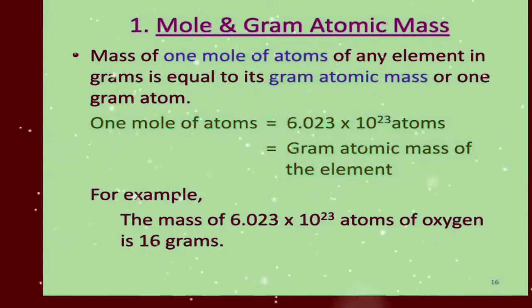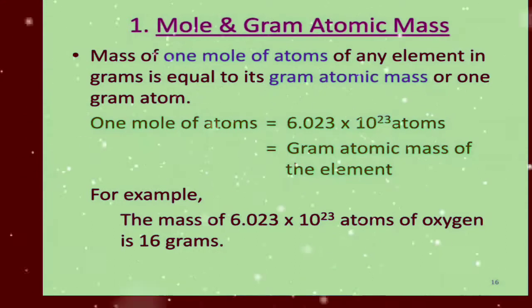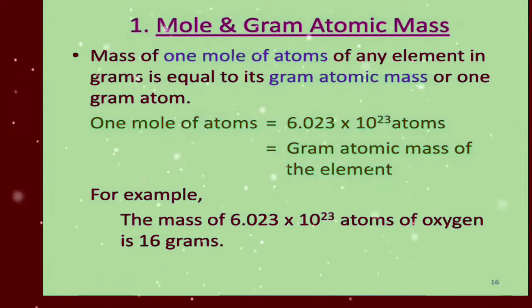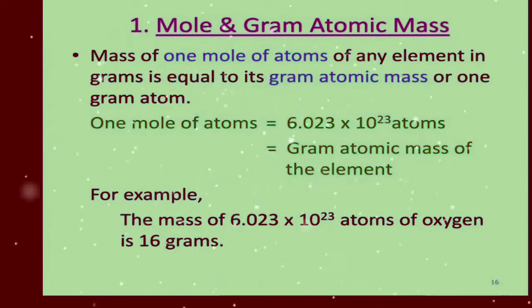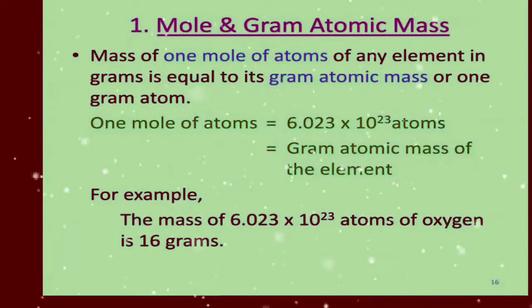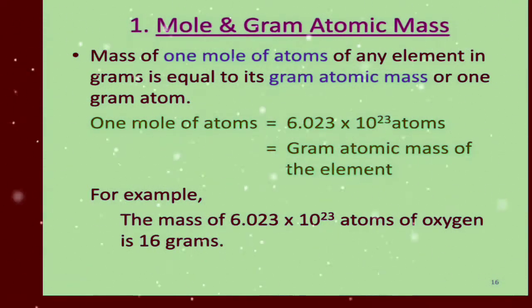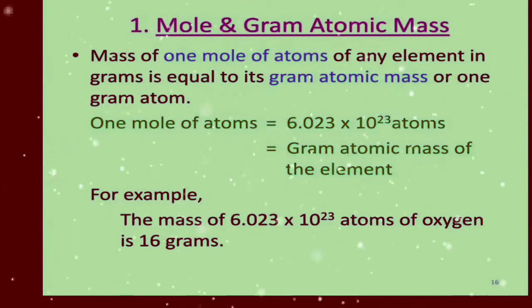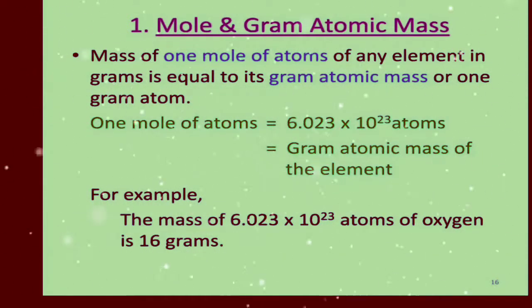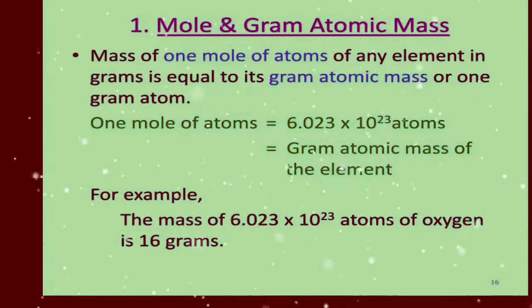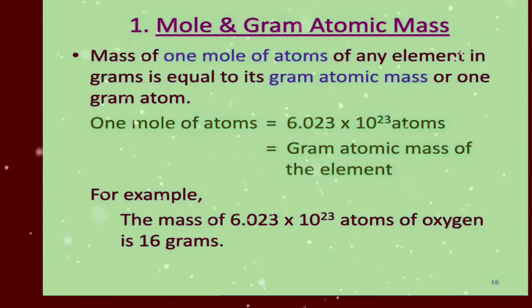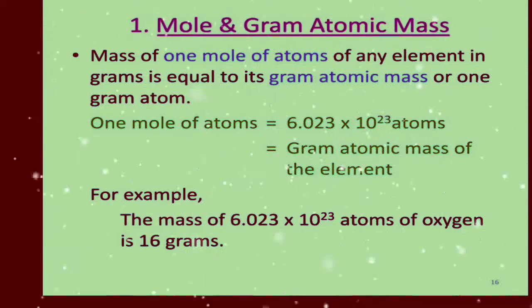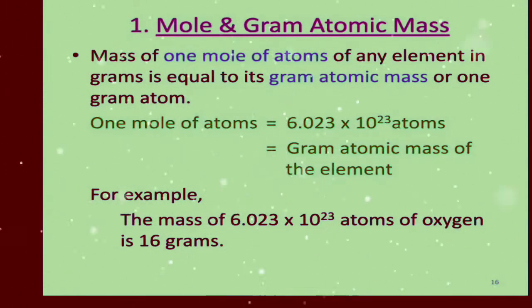Listen girls, we don't know how many atoms are present in an element. So 1 mole of atoms contains 6.02 × 10^23 atoms. It is the figure which is called Avogadro's number, 6.02 × 10^23, because we know that atoms are too small. That's why we cannot count their numbers. So we will calculate the number of atoms in an element by 6.02 × 10^23, Avogadro's number. For example, the mass of 6.02 × 10^23 atoms of oxygen is 16 grams.